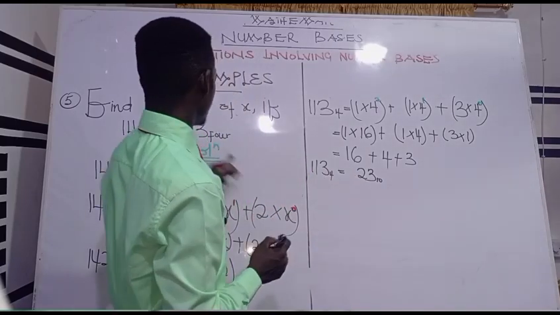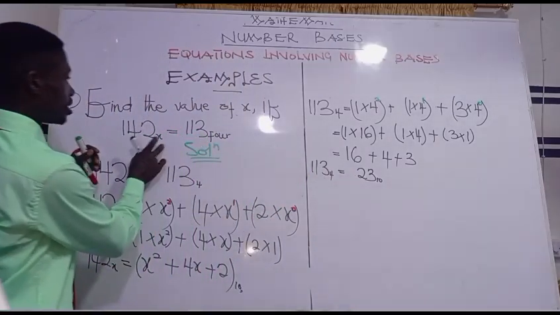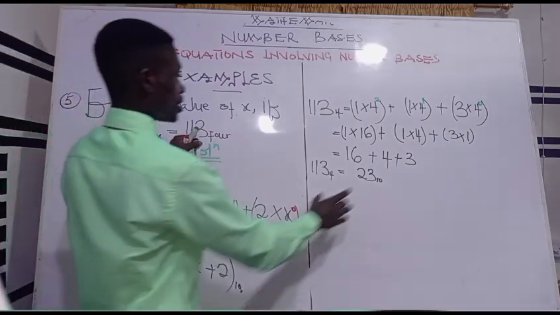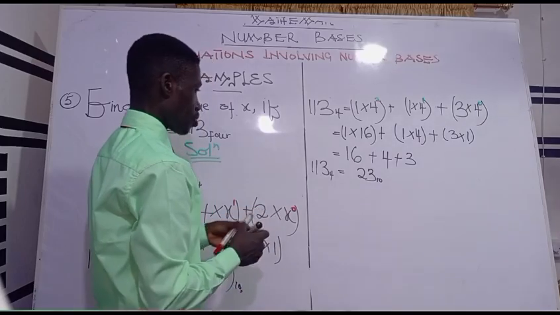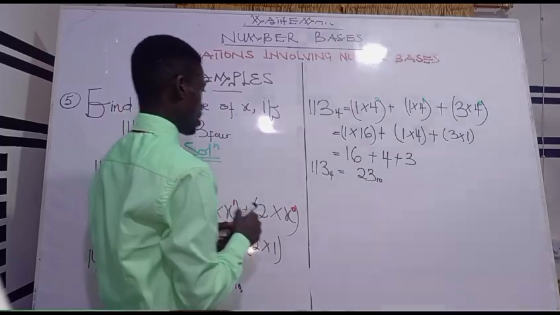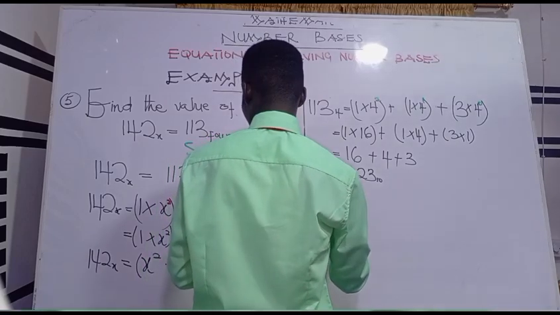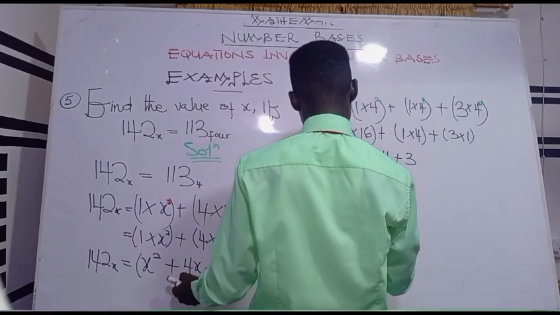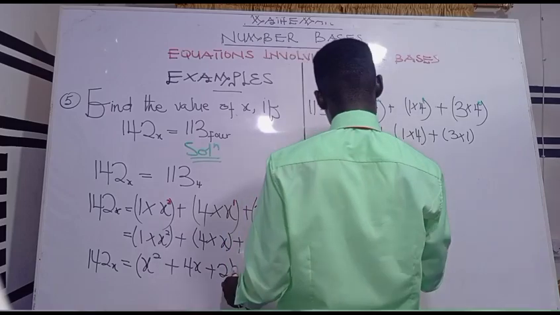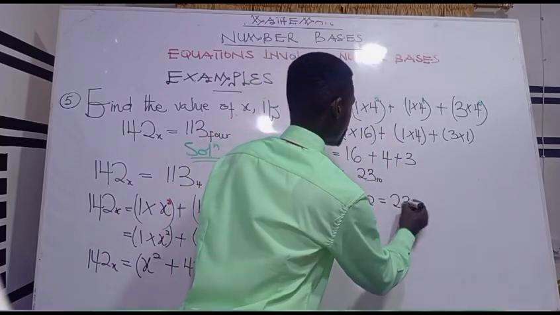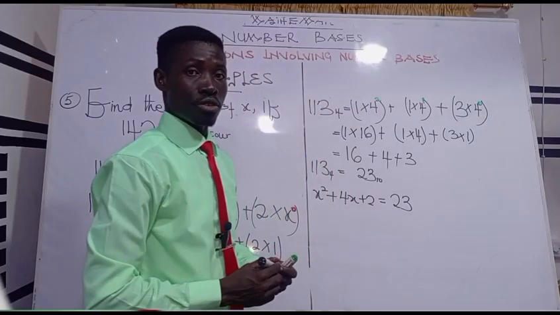So we have expressed each of these in a base 10 numeral. So we have this to that and then this to that. So we can equate them and then solve for the value of x. So we have x squared plus 4x plus 2 is equal to 23. I guess you are following.